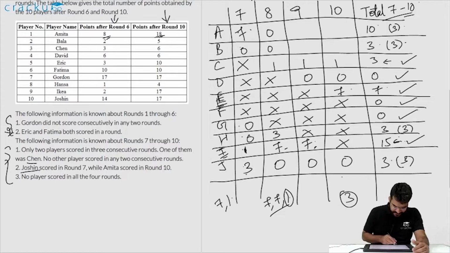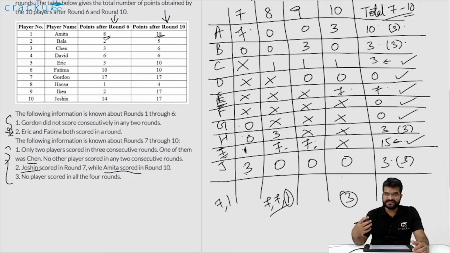So we are also told that Amita scored in round 10. So Amita scored 3. This would imply that Bala scored in round 9. So once you have this information, we know that all the table has been filled up. We know which player has scored what in each of the 10 rounds. Now let us go and try to answer the questions.